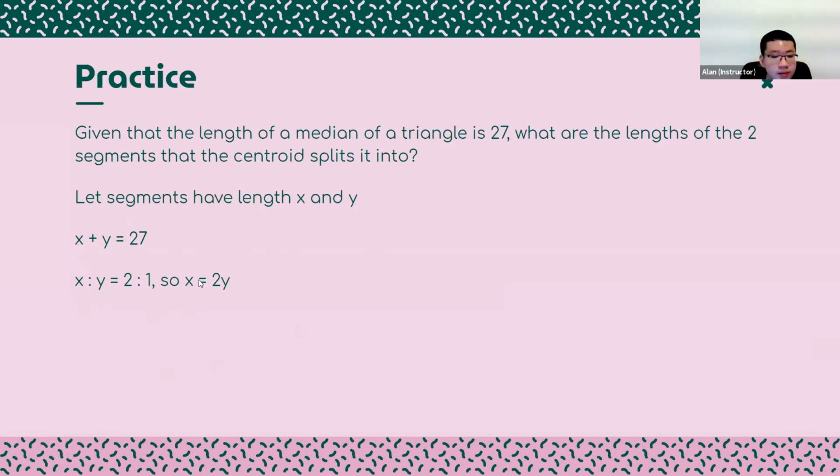So then you just substitute that back into the original equation to get that 2y plus y equals 27. So 3y equals 27. You get that y equals 9 by dividing both sides by 3. And after getting that, you can plug y equals 9 back into x plus y equals 27 to get that x is 18. So the two segments are gonna have one with length 18 and the other with a length of 9.